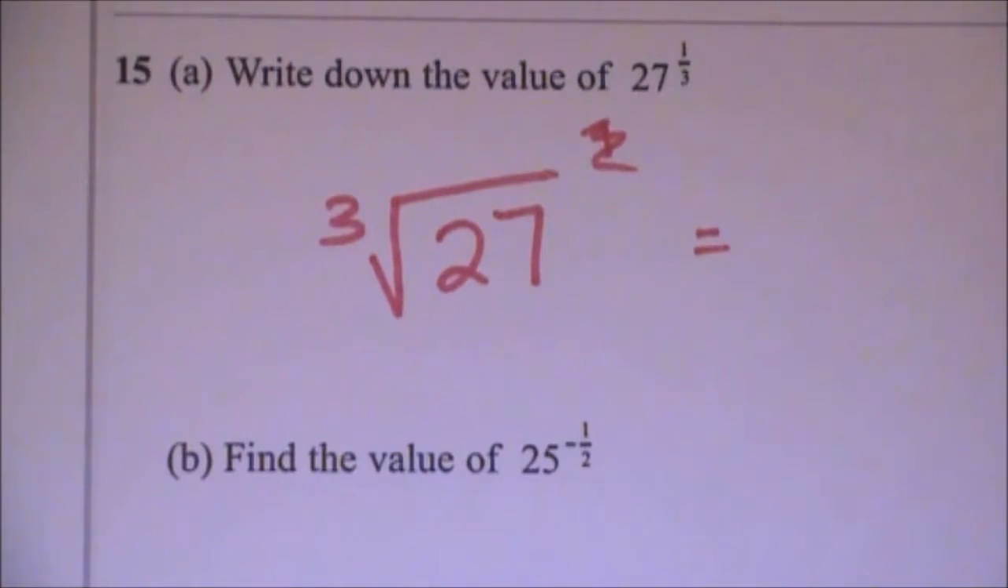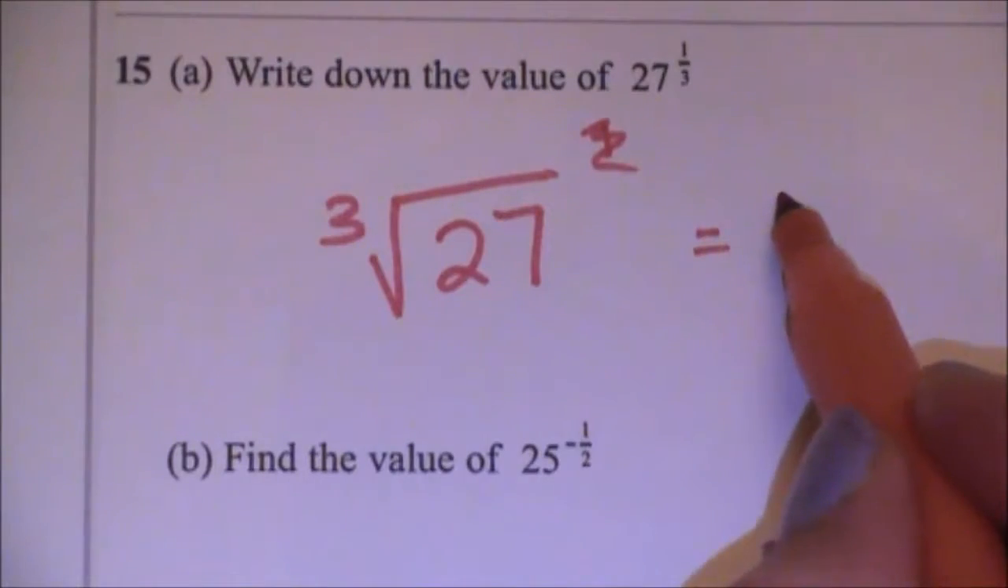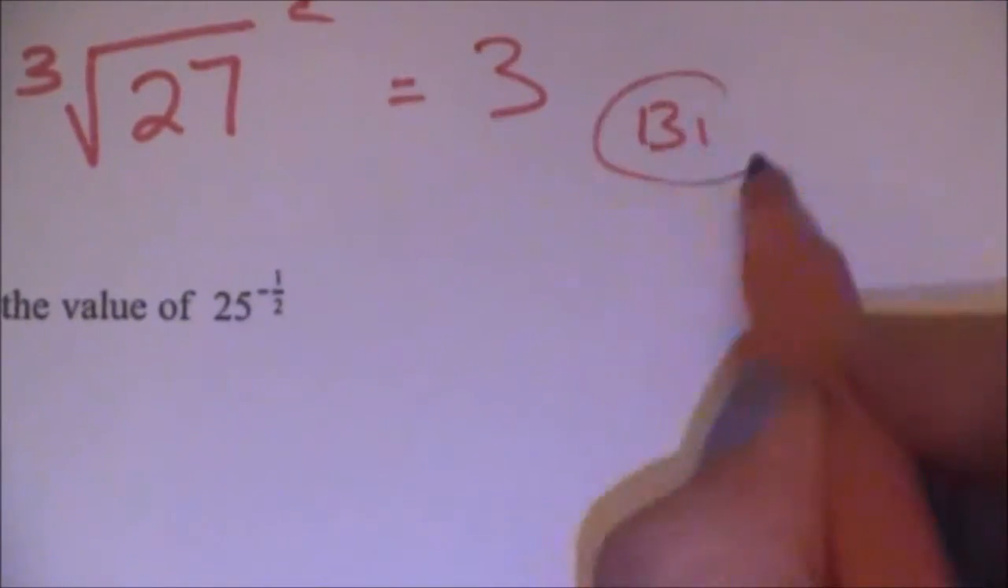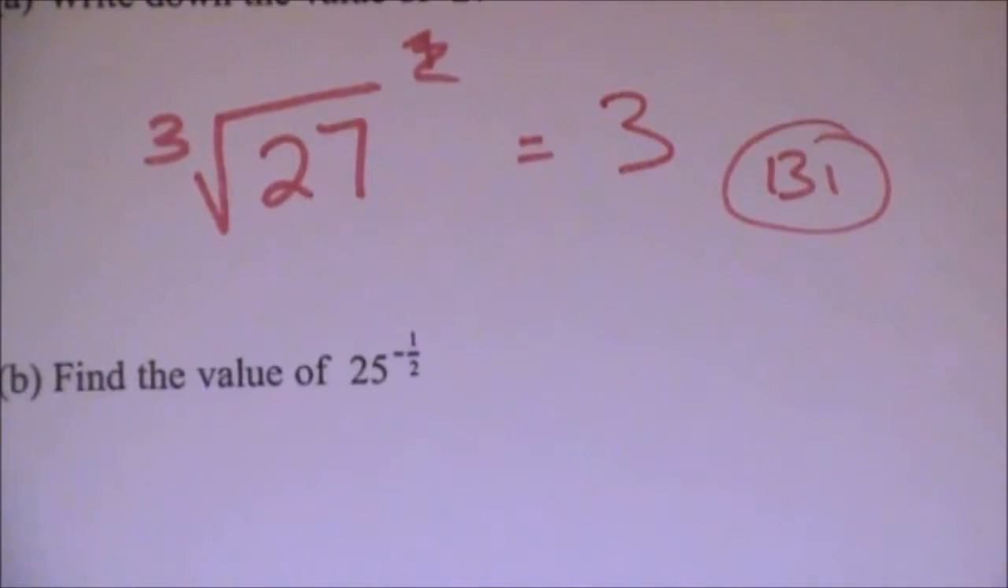1 times 1 times 1 is 1. 2 times 2 is 4, times another 2 is 8. So that's not it either. 3 times 3 is 9. 9 times 3 is 27. Jackpot. I've got my answer of 3. It's a 1 marker. And it's a B1 because it's just showing a piece of knowledge. You either know this or you don't.